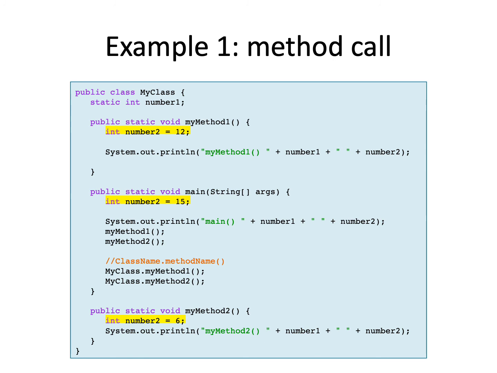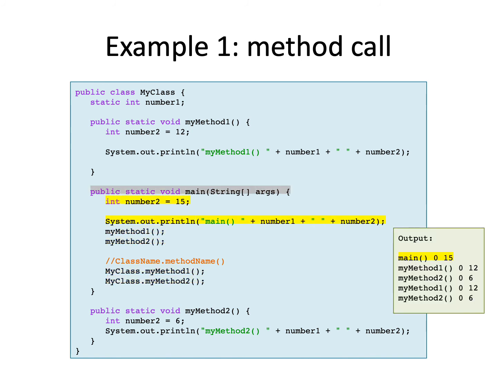These variables, even though they have the same name, do not overlap as only the method where they are declared knows about it. In myMethod1, number2 is 12. In main method, number2 is 15, and in myMethod2, number2 is 6. Within the main method, myMethod1 and myMethod2 can be invoked by calling the method name. They can also be called by writing the class name, which is myClass.myMethod1 and myClass.myMethod2. As they are in the same class, it is optional to write the class name.